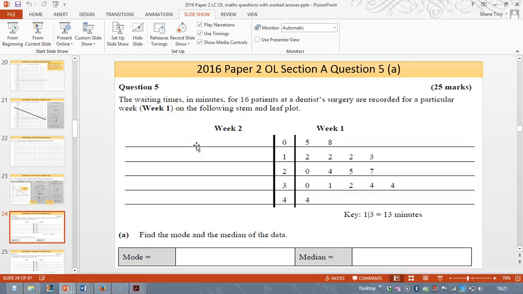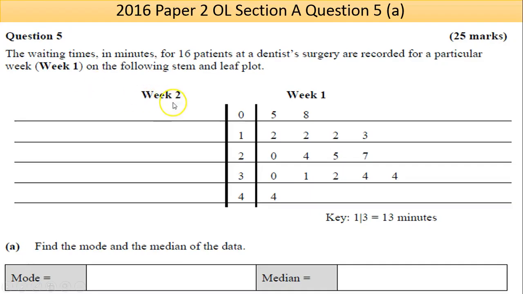Okay, good afternoon. This is paper 2, 2016, question 5. Apologies in advance, the audio quality may not be as good as normal as I'm not using my headset.